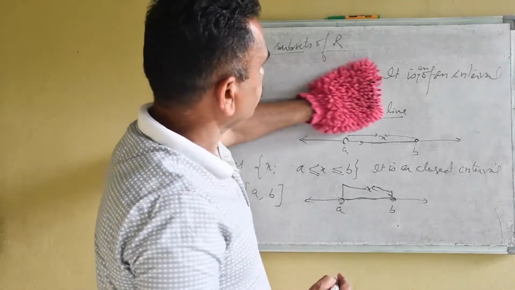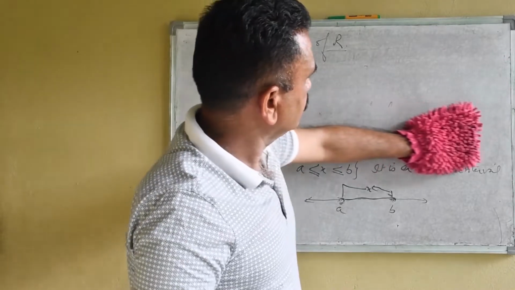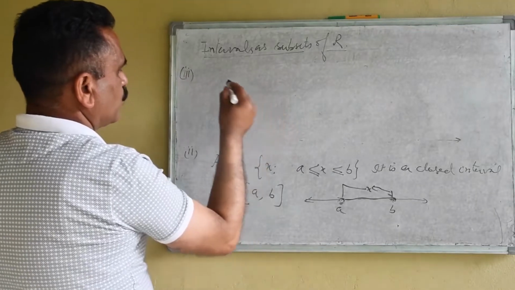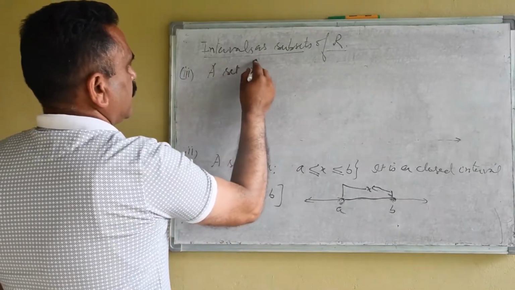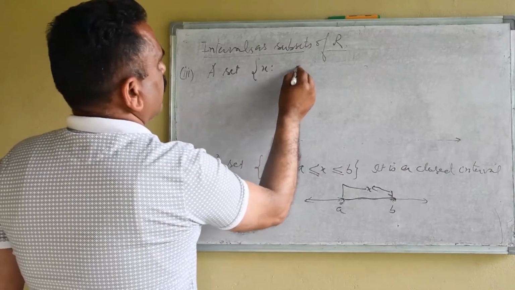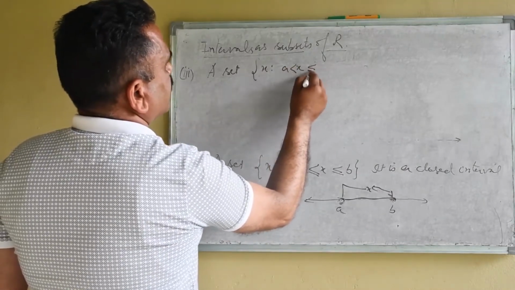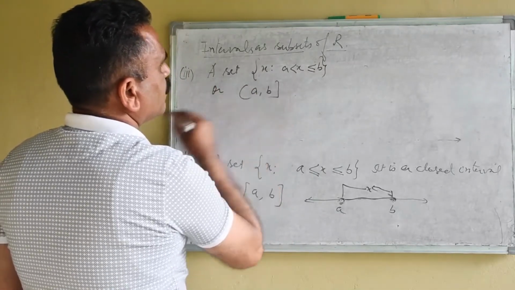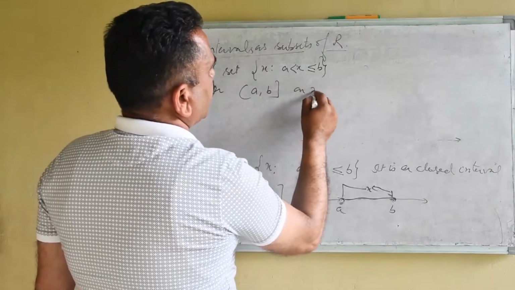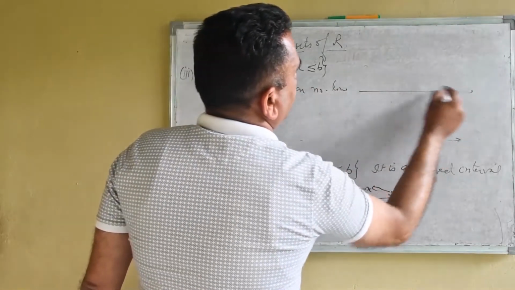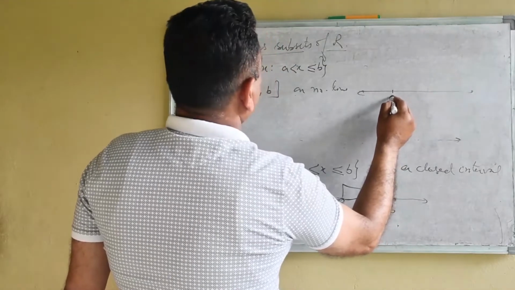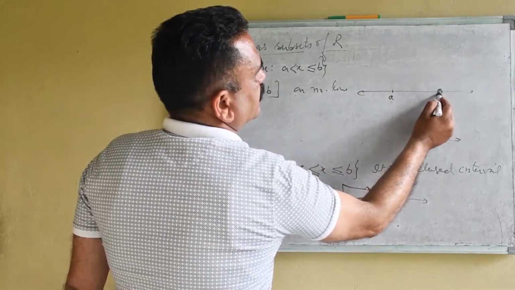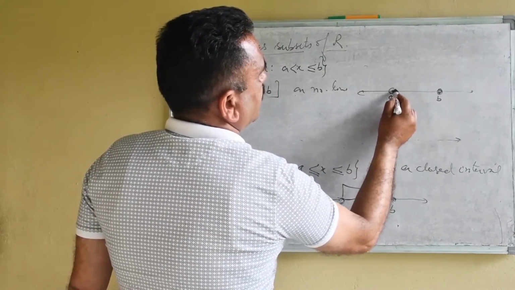Third one, semi-open, semi-closed. A set x such that x is greater than a but less than or equal to b. So how will we write it? (a, b] with a closed bracket at b. And on a number line, how can we represent it? Suppose this is a and this is b, so b will be darkened, filled, and a is empty.